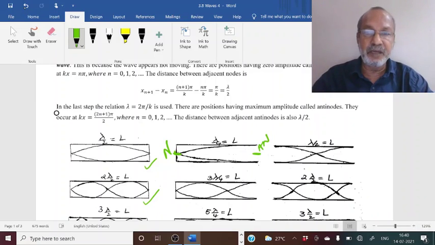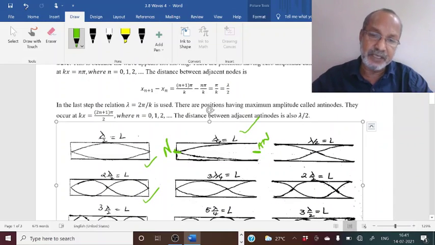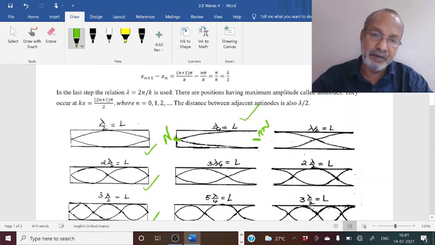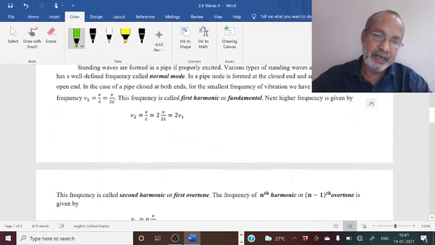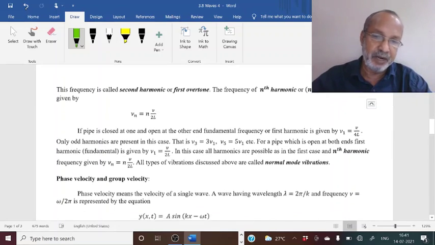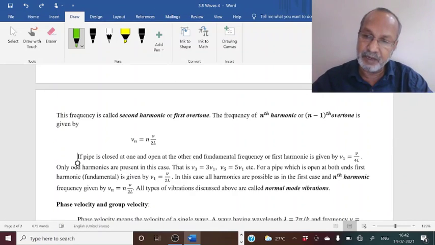So the diagram which has the longest wavelength will be of this type, and from the diagram we can see that the distance between node and antinode is lambda by 4. So lambda by 4 will be equal to L, from which we can find the first harmonic frequency. We have lambda by 4 is equal to L, so lambda will be 4L and nu will be V by 4L. You can see that the fundamental frequency or first harmonic is given by V by 4L.